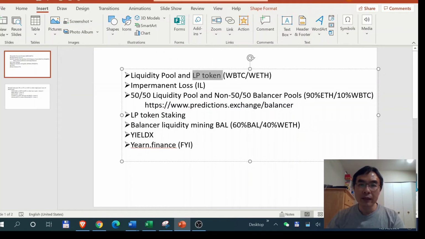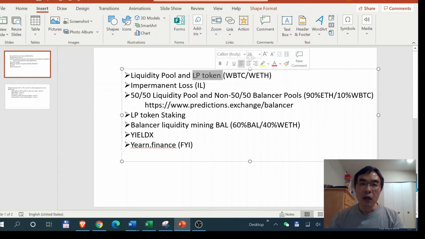So when you add, say, WBTC and Ether to a liquidity pool, Uniswap will give you a token which is called the LP token for that pool, and the amount of the LP token will be proportional to the amount that you put in the pool compared to the total value of that pool. So this LP token will be deposited directly into your wallet.